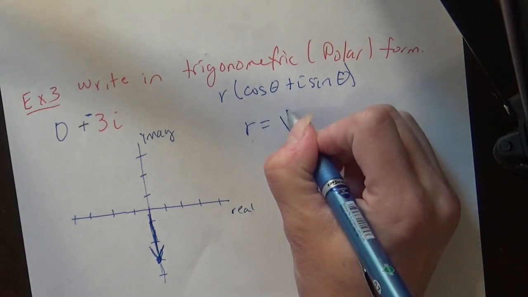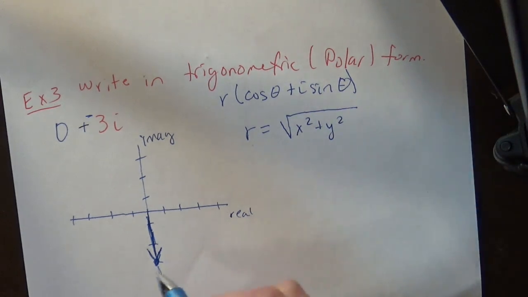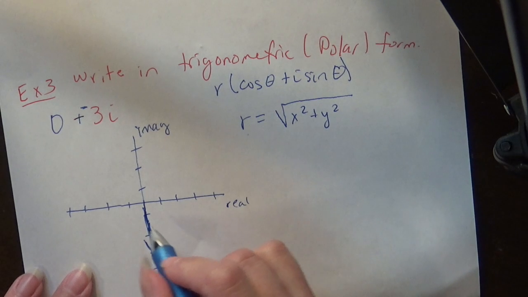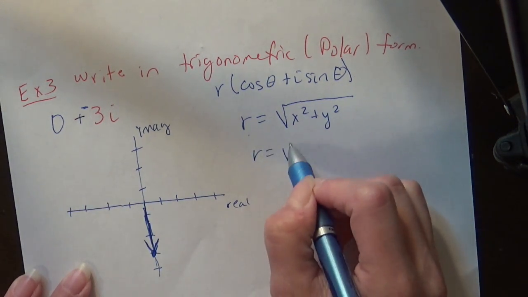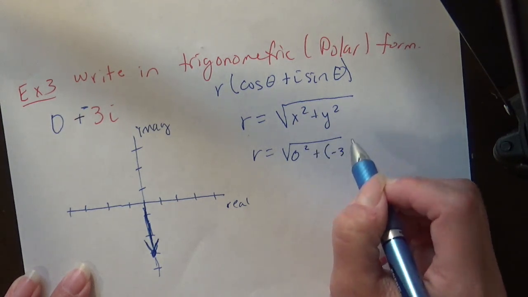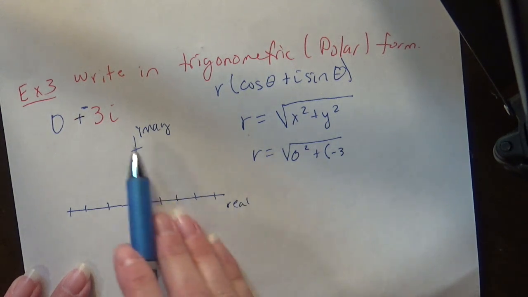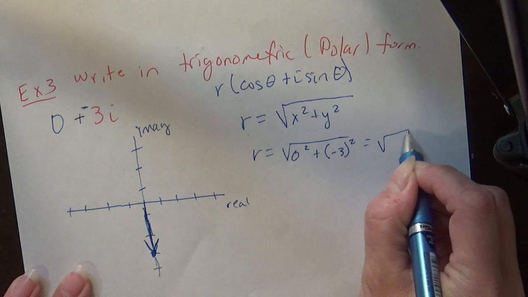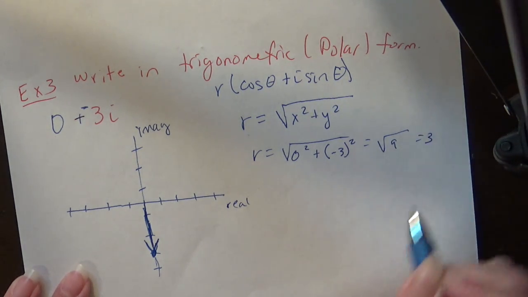So r is the square root of x squared plus y squared. What are the x and the y again? Well, they're the coordinates of this point. 0 for the x and negative 3 for the y. So r is equal to square root of 0 squared plus negative 3. And you only put in the coefficient of I. Don't put I in the formula itself. Just put the negative 3 in. Square it. That becomes the square root of 9, and that gives us 3. So r equals 3.